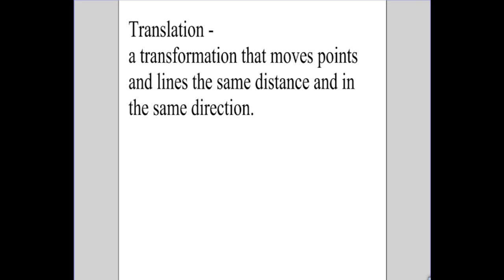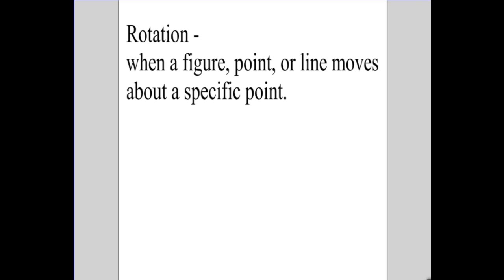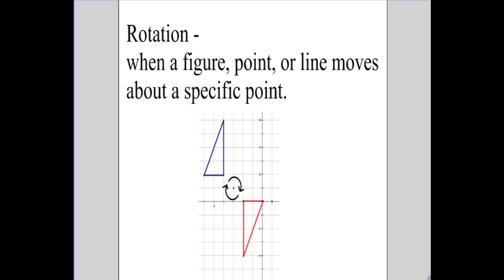Let's look at an example. Here we have a blue triangle where it moves to a different position. That's a translation. All the points and lines move in a different location. The other transformation is called a rotation. A rotation is when a figure, point, or line moves about a specific point. Let's look at an example using the same blue triangle. That blue triangle rotates about a specific point where all the lines and points rotate about in the same direction.